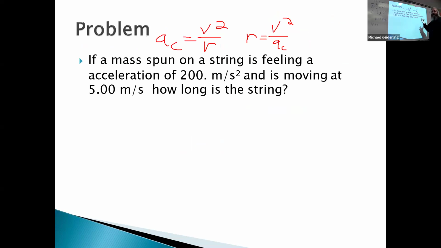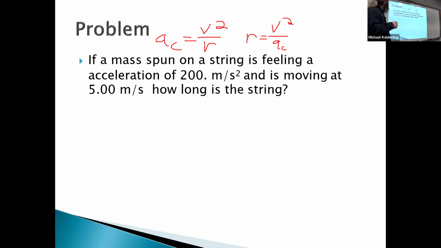Here, we have a mass on a string. We're spinning it, and it's feeling an acceleration of 200 meters per second squared, and it's moving at 5 meters per second. So the question is, how long is the string? I'm asking for the radius here.